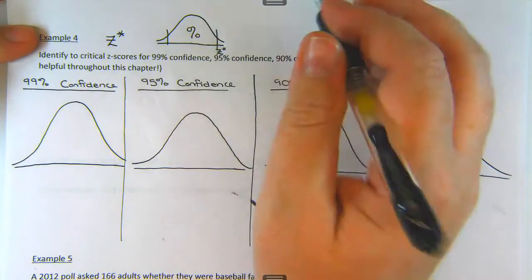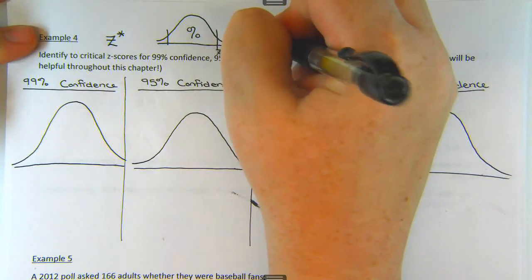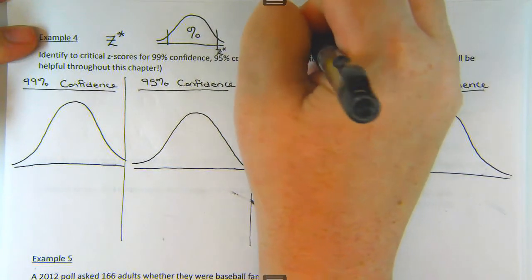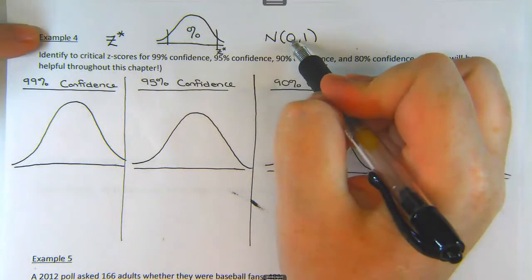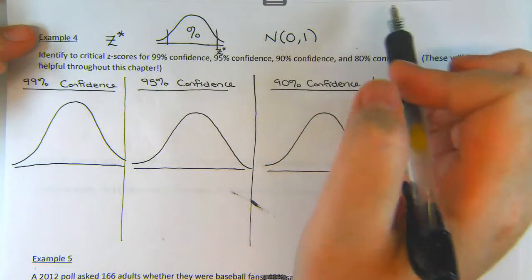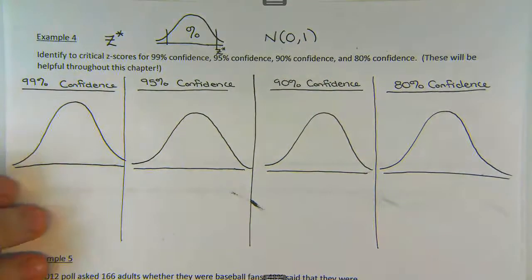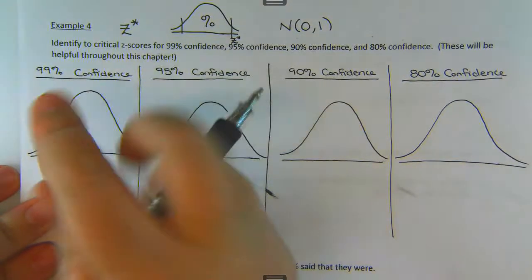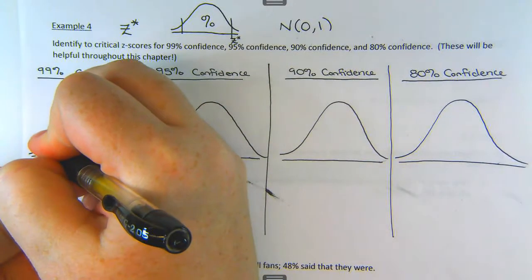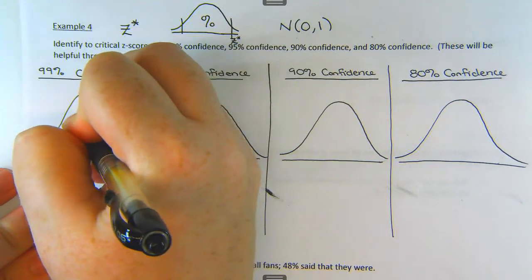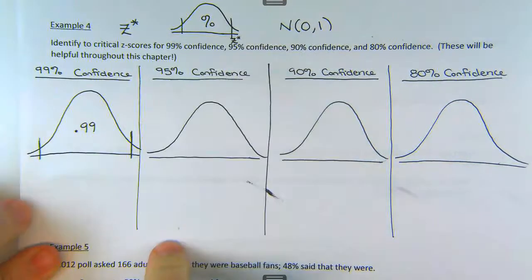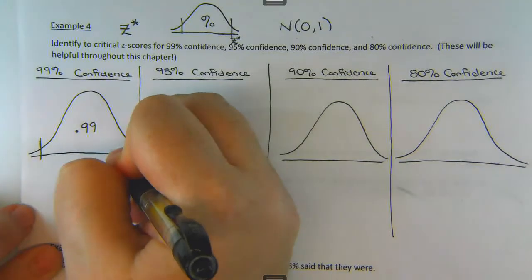Since we're working with z-scores, we're going to need to use our standard normal curve. So in finding this in the technology I'm using, I have set my mean to 0, standard deviation of 1. So let's go through and find these z-scores. So with 99% confidence, this is going to be the idea that we want 99% of values in the middle here. So we're going to have 99% there, and we want this z-star.